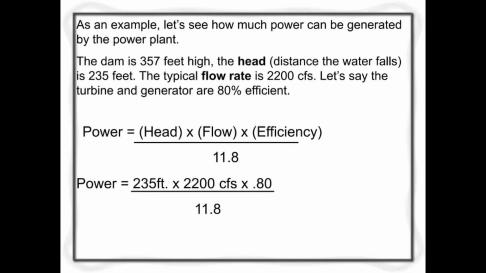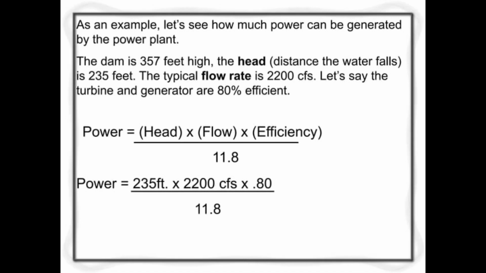Let's see how much power can be generated by a power plant. If the dam is 357 feet high, the distance the water falls is 235 feet. Typically the flow rate is 2200 CFS. Let's say the turbine and generator are 80% efficient.